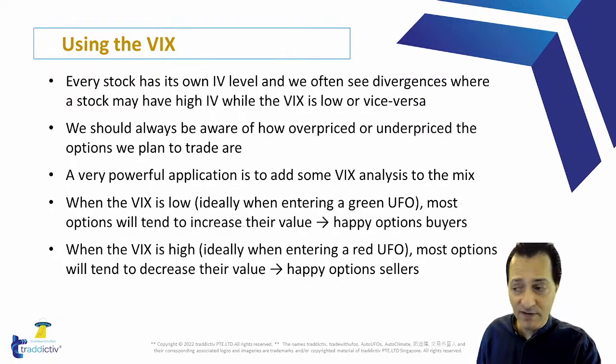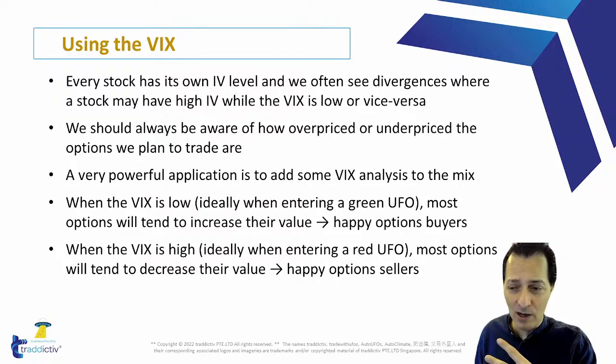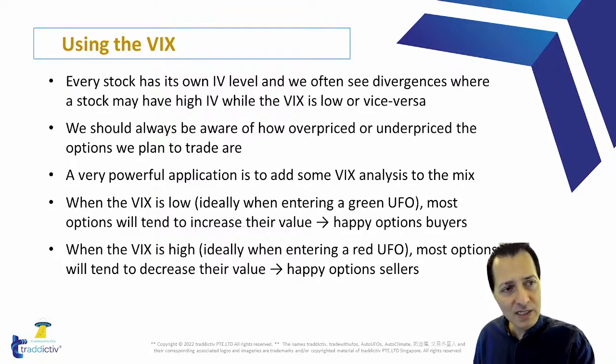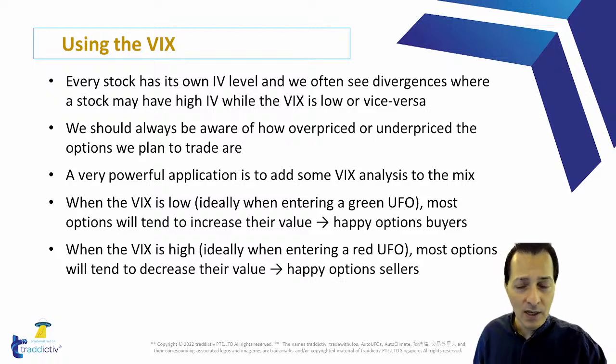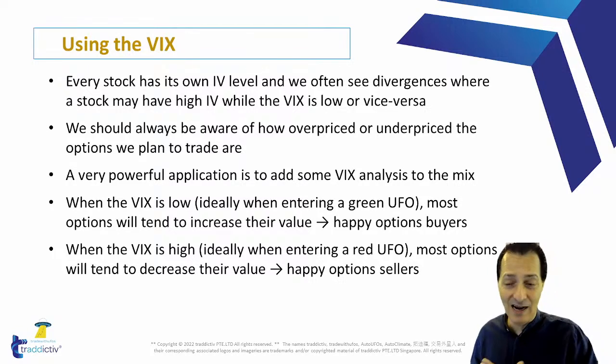When the VIX is low, ideally when the VIX is entering a green UFO, most options will tend to increase their value, and therefore you want to be an options buyer. You don't want to sell options when the VIX is low, because not only do you collect very little premium, which is already a problem by itself, but on top of that, when the VIX is low, the VIX is likely going to go back to the mean and therefore gain value, and therefore the options you sold are gaining value, which is a problem.